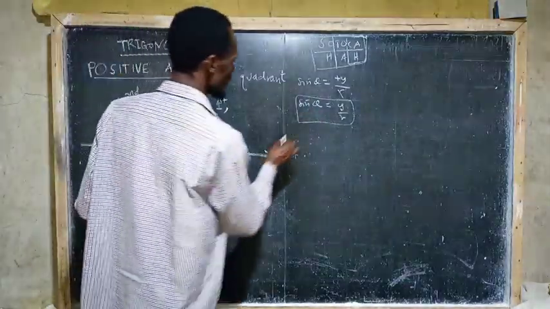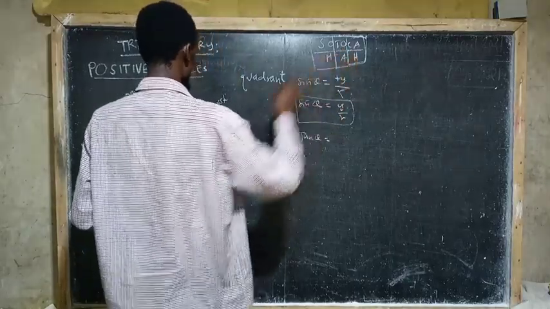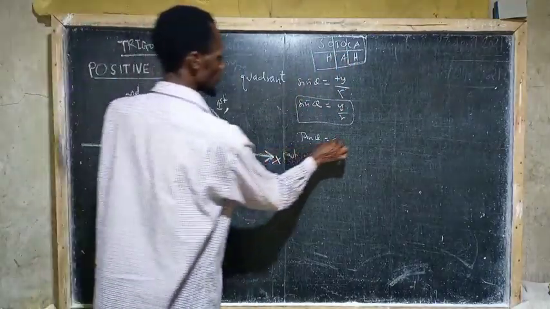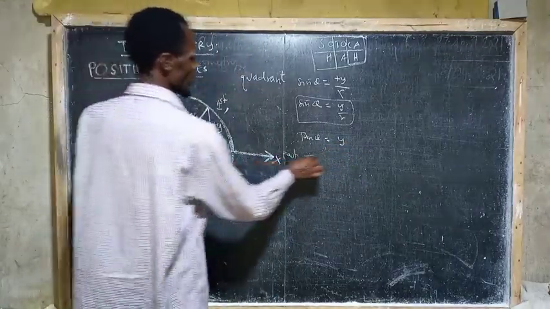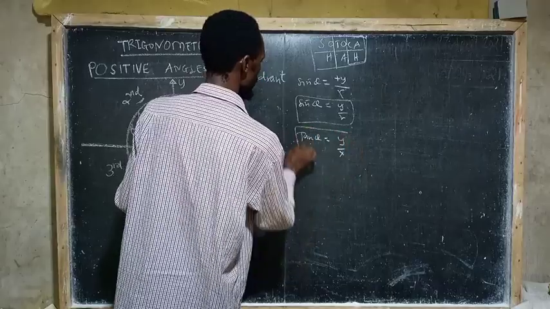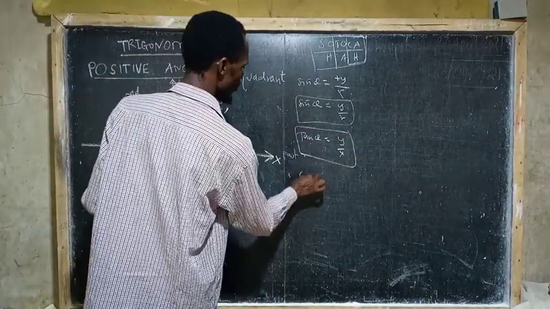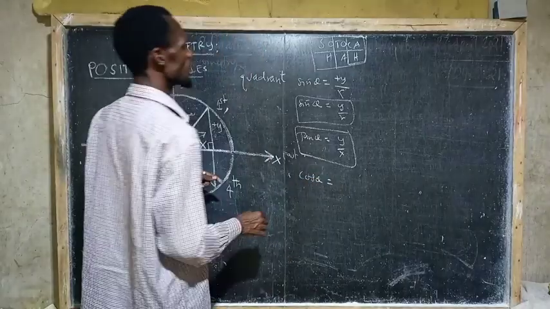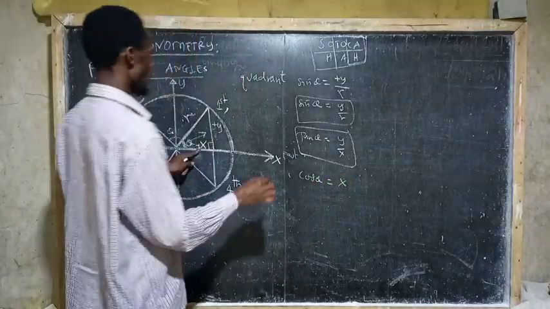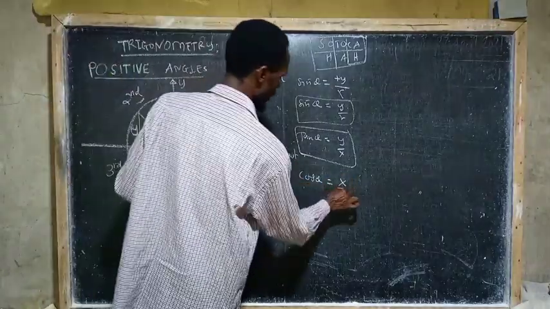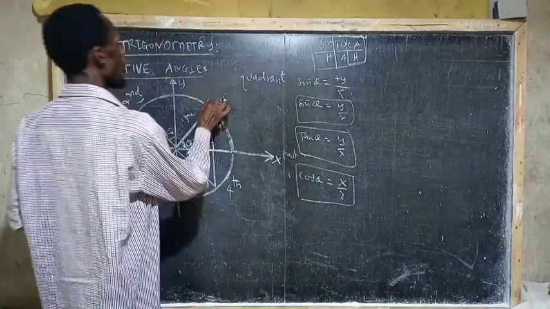And then let us see, tangent of an angle is equal now to opposite over adjacent. Opposite is y, and adjacent is x, which is positive. Now also, this is positive. When you consider cosine of an angle, it will be equal now to adjacent, which is x, over hypotenuse, which is r. Also, this is positive. That is why all are positive.